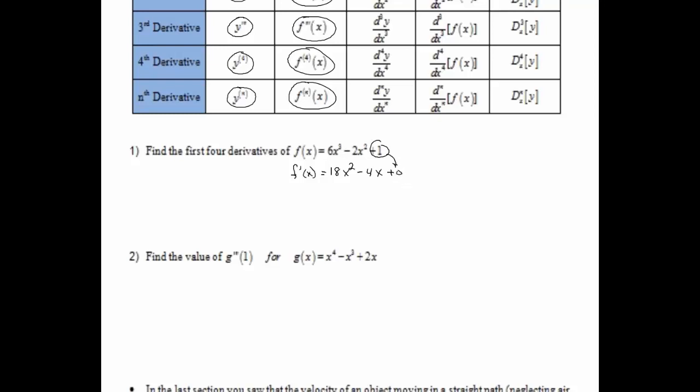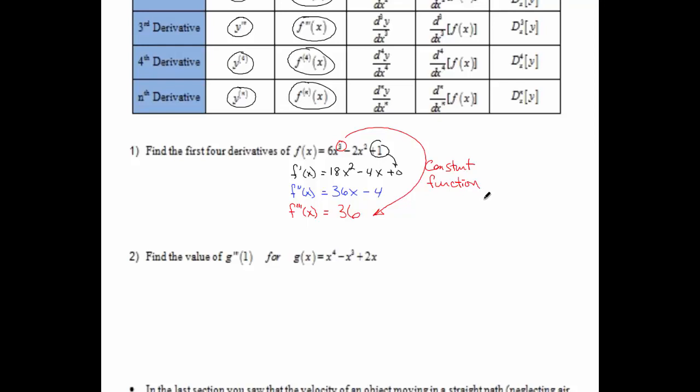But then if we want to take another derivative, we just follow the same process. So f double prime of x would be 36x minus 4. And again, we can continue on with this pattern to take the third derivative, or f triple prime of x equals 36. At that point, you notice we have a constant, which makes sense, because our original function was a cubic function. So once we take the third derivative of a cubic function, we get a constant function.